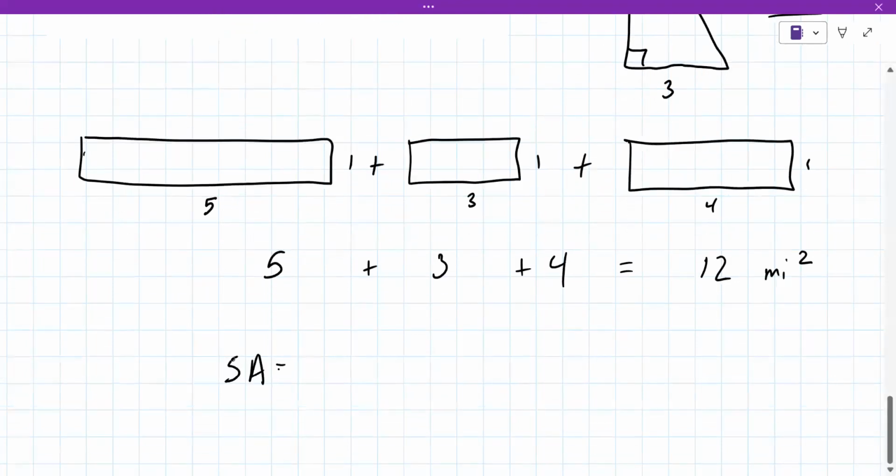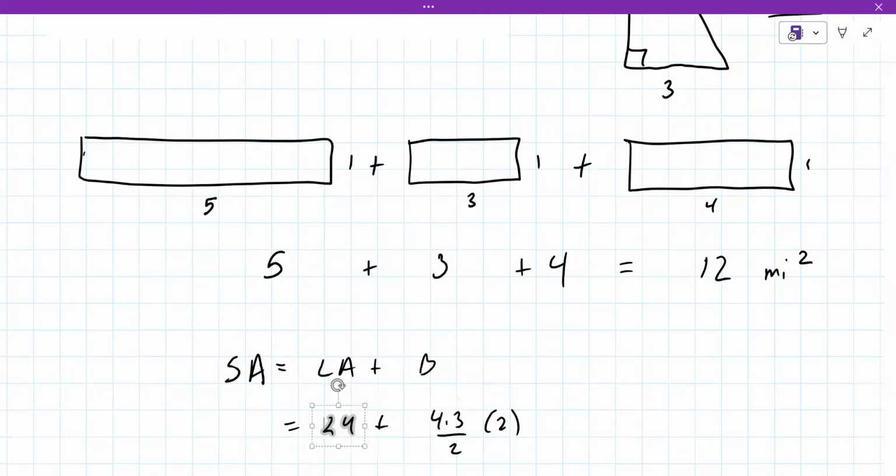Right. So that surface area, very good, is the lateral area plus the bases again. It's the 12 plus the 4 times 3 divided by 2, but there's 2 of them. So that is 24 miles squared. Very good. Okay. Let me give you one to try on your own here.